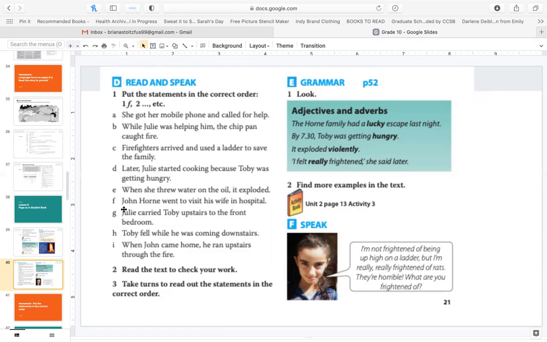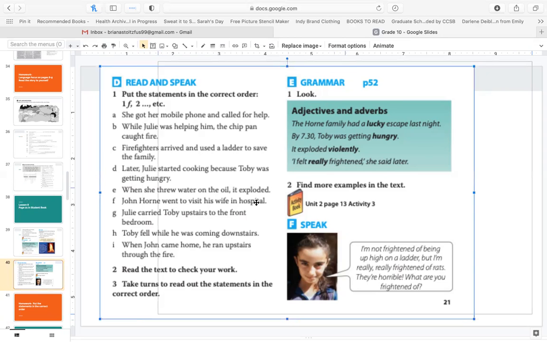F says, John Horn went to visit his wife in the hospital. G says, Julie carried Toby upstairs to the front bedroom. H says, Toby fell while he was coming downstairs. I says, when John came home, he ran upstairs through the fire.